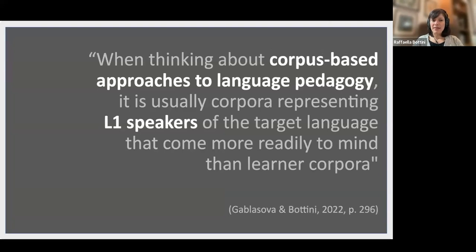And this is problematic because when thinking about corpus-based approaches to language pedagogy, it is usually corpora representing L1 speakers of the target language that come more readily to mind, not learner corpora. So most of the materials are not based on corpus data. The materials that are based on corpus data, most of the time present data from L1 speakers.